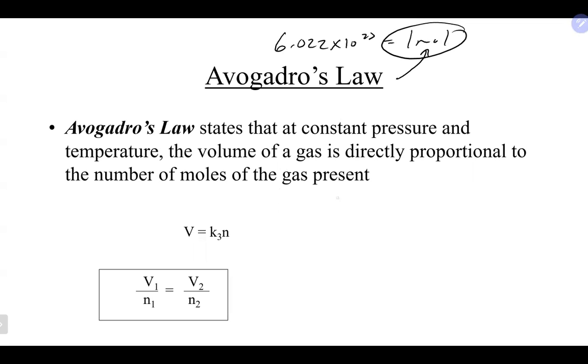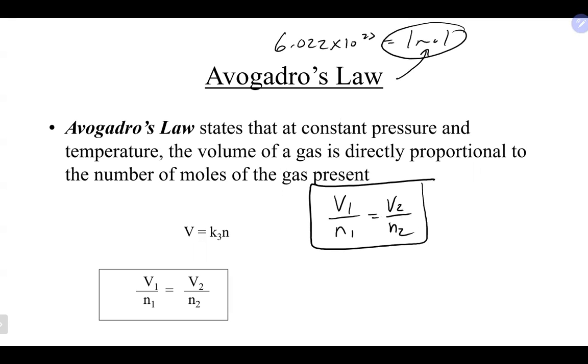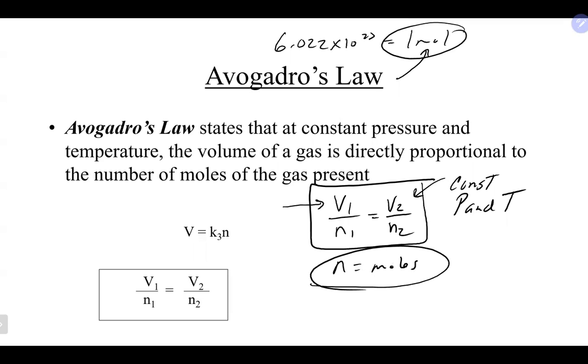It is, as we see down there, V1/N1 is equal to V2/N2. Basically, this is at two different conditions, at constant pressure and temperature. So at constant pressure and temperature, Avogadro's law kicks into gear here. The V's are volumes, and they could be any unit you want as long as they are the same. And N here is moles, the number of moles of our gases.